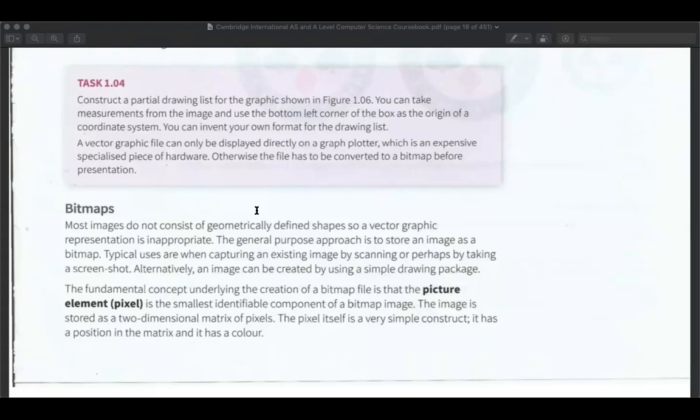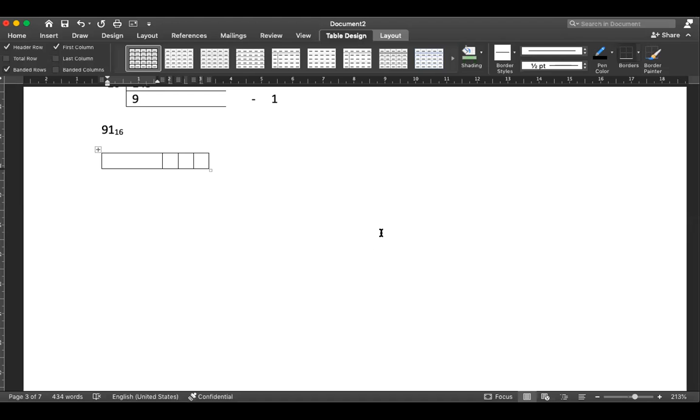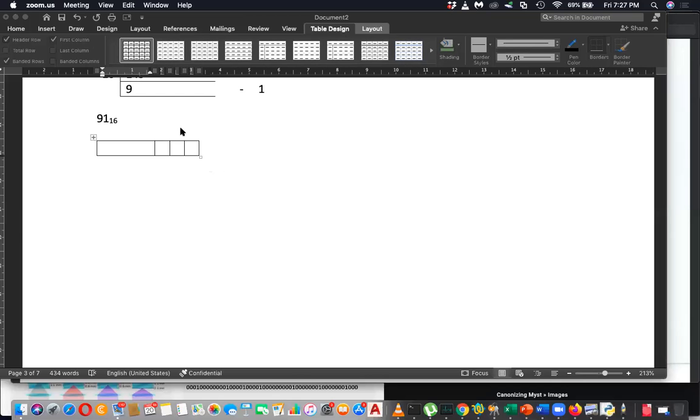You can't see the table still? This one? So let me stop sharing my screen and revert back. Can you see now?